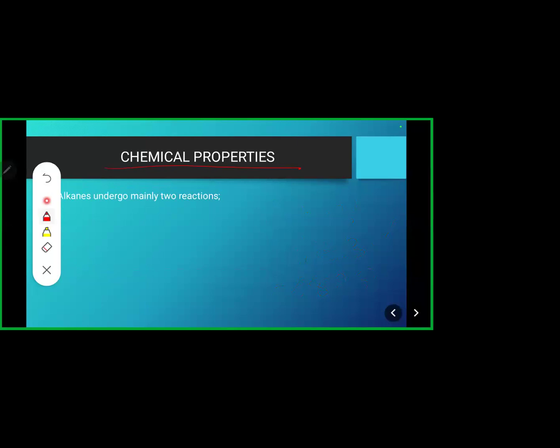Alkanes basically undergo two reactions. And those two reactions are combustion and halogenation. Halogenation is the addition of halogens to a given substance to form a compound. So among the halogens, we have fluorine, we have chlorine. All group 7 elements are called halogens.